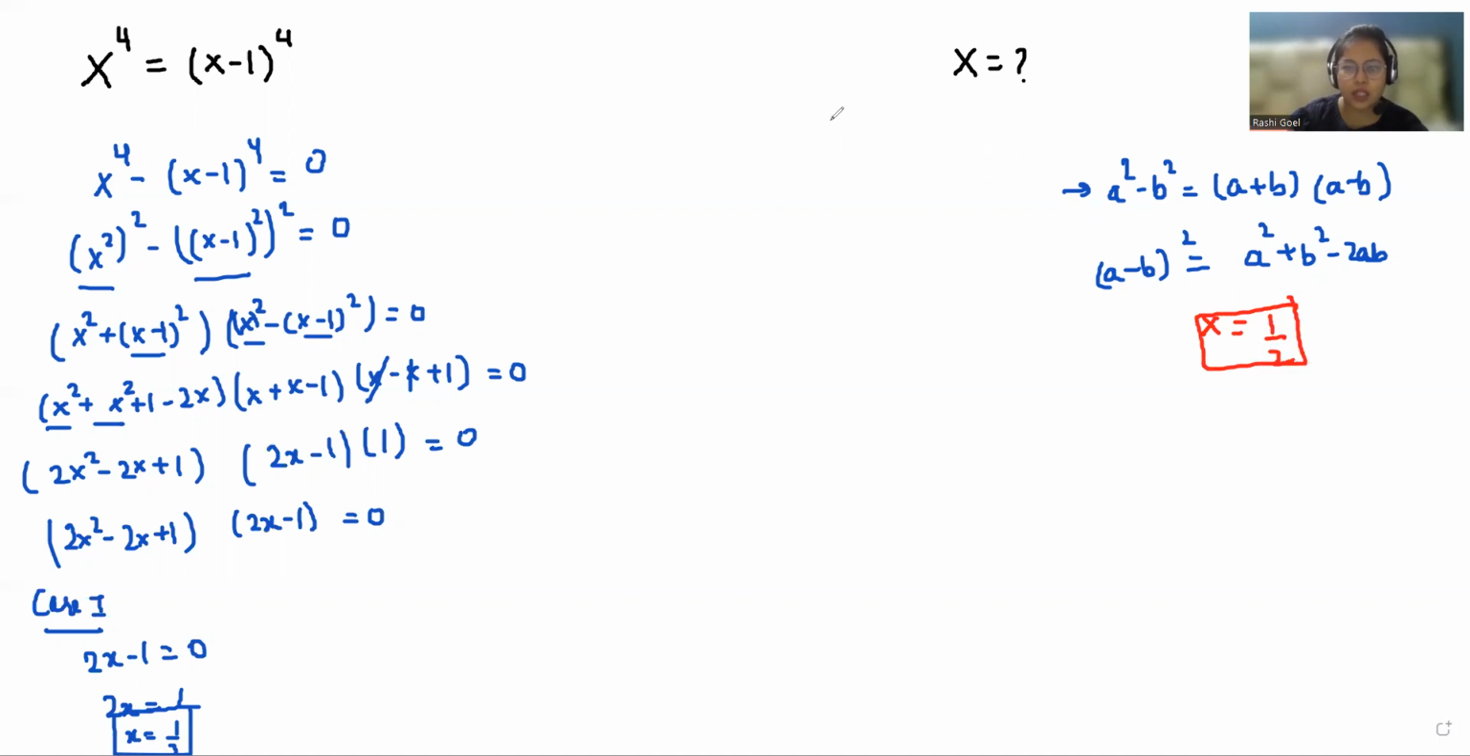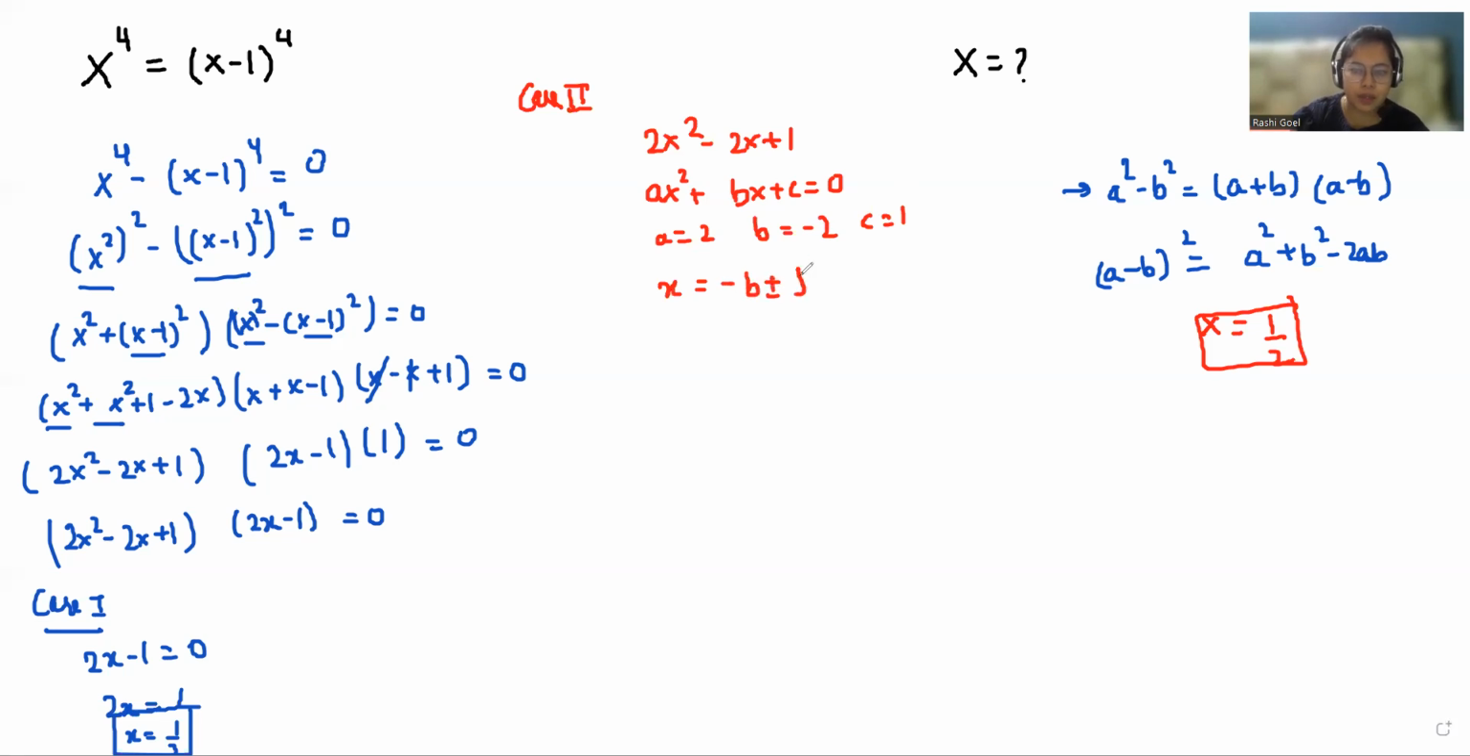Now comes case second. 2x square minus 2x plus 1. So here we use the quadratic formula and we compare it with ax square plus bx plus c is equal to 0. So here a is 2, b is minus 2, and c is 1. So the formula is x is equal to minus b plus minus under root b square minus 4ac divided by 2a.